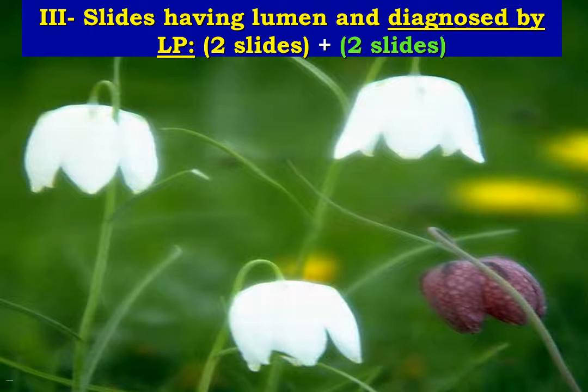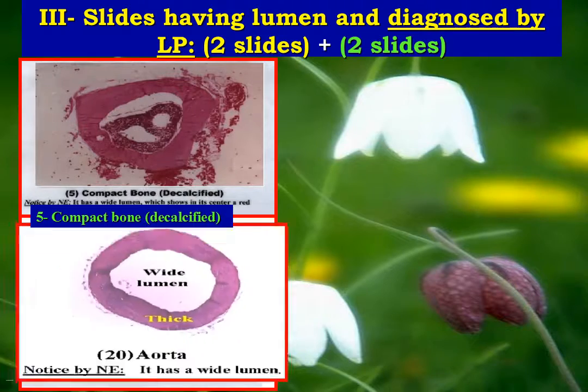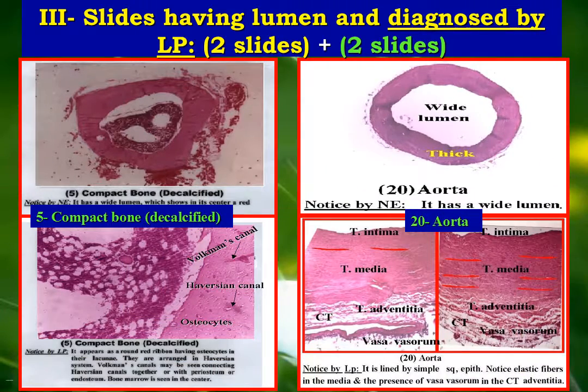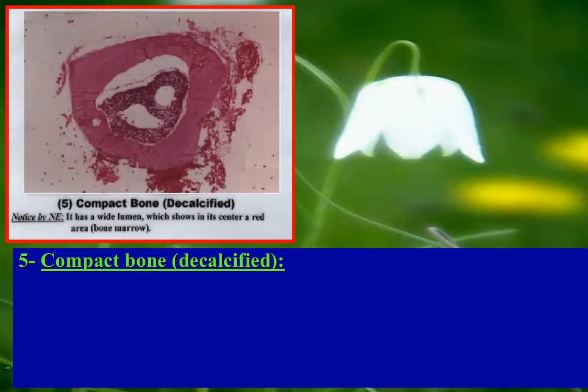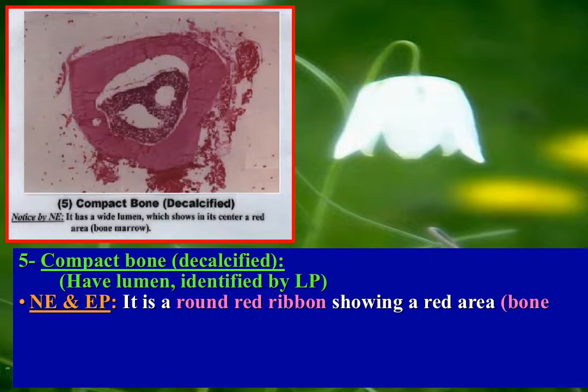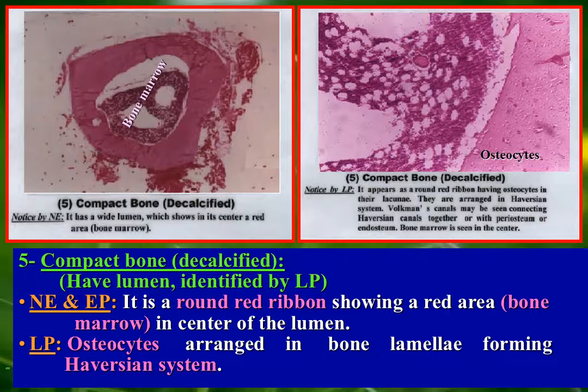Slides having lumen and diagnosed by low power: decalcified compact bone, and a large-sized elastic artery, an example being the aorta. Decalcified compact bone. By naked eye and eyepiece, it is a round red ribbon showing a red area in the center, which represents the bone marrow. By low power, osteocytes are seen present in lacunae arranged in bony lamellae, forming Haversian system.